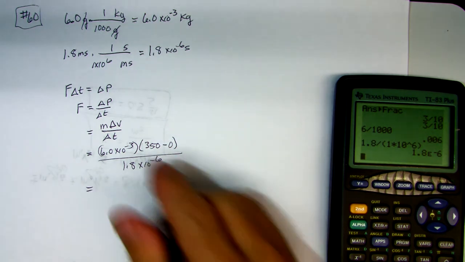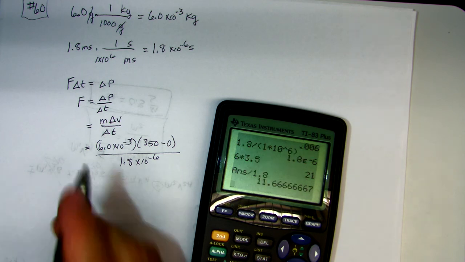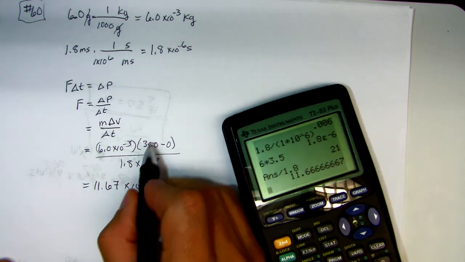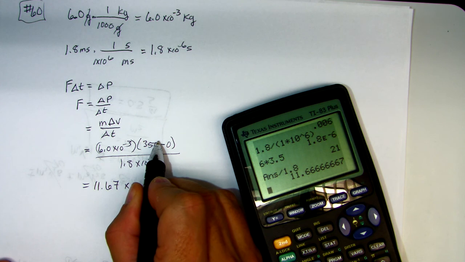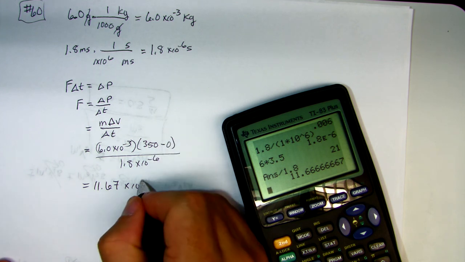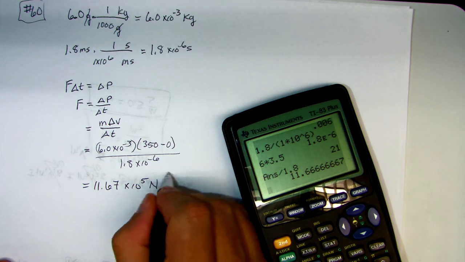And then we just do the math here. So 6 times 3.5 divided by 1.8 gives me 11.67 times 10 to the, so negative 3 plus 2 gives me negative 1. Negative 1 minus negative 6 is the same as negative 1 plus 6, which will be 5. And this is newtons.